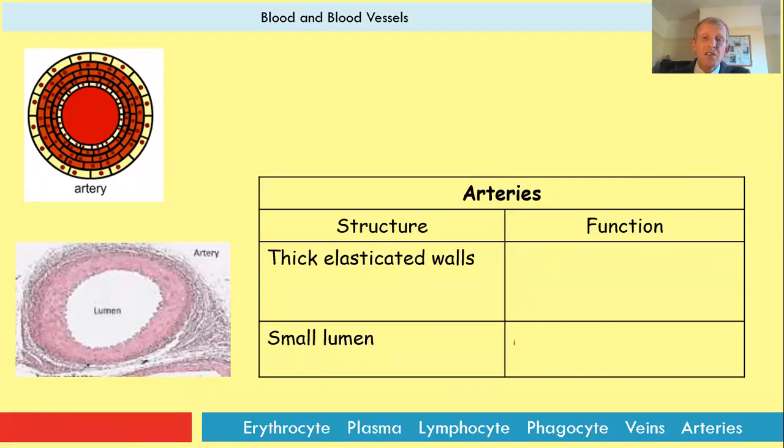Write a small subheading of arteries, write the words thick elasticated walls, and then just write down what you think the function is that those thick elastic walls provide for arteries. Do the same for lumen as well. Pause the video, give yourself a couple of minutes just to write down what you think those functions might be.